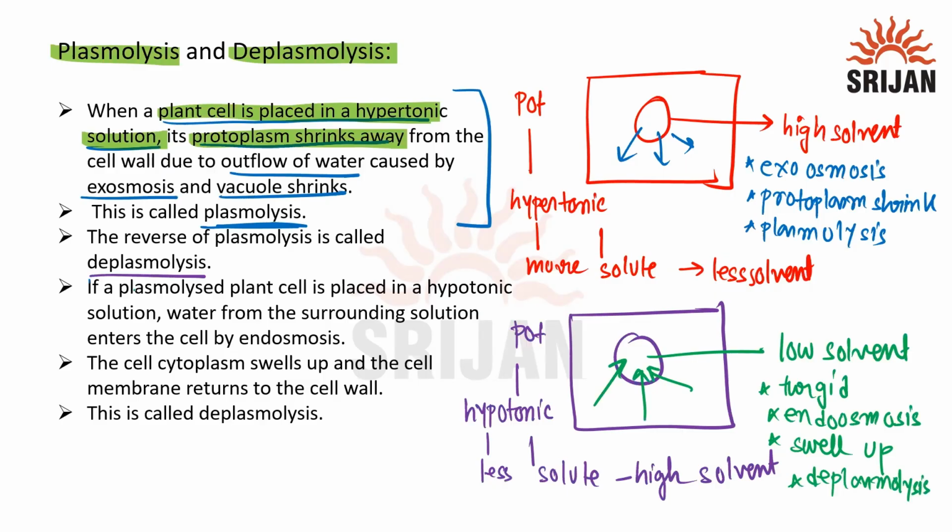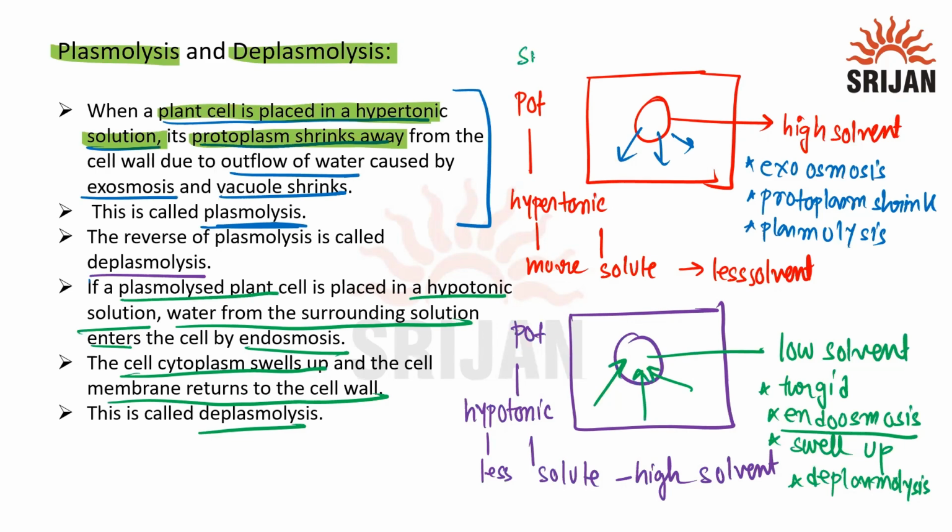So over here we understand that when a plasmolyzed plant cell is placed in a hypotonic solution, water from the surroundings comes inside. Endosmosis is happening. The cell cytoplasm now swells up, and the membrane returns to the cell wall. This condition is called deplasmolysis. This is situation 1 and this is situation 2. Deplasmolysis can happen to a cell which has gone through a phase of plasmolysis.